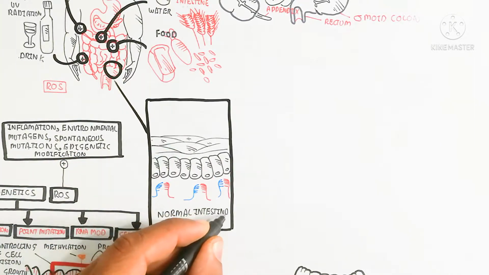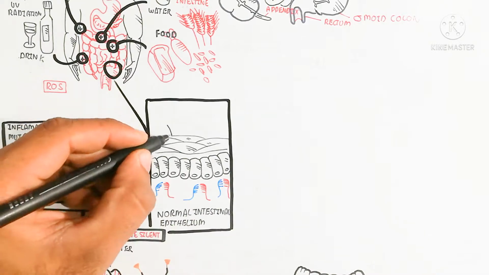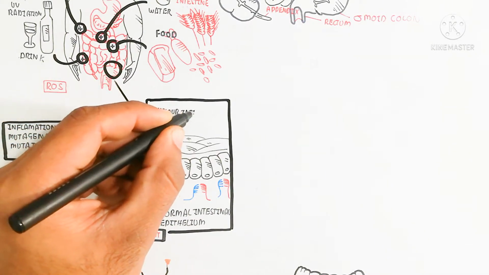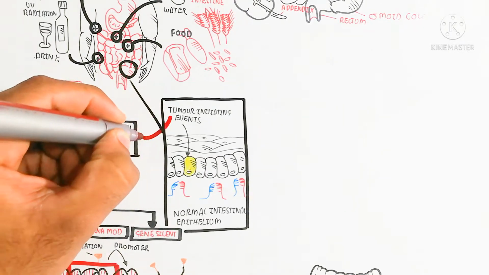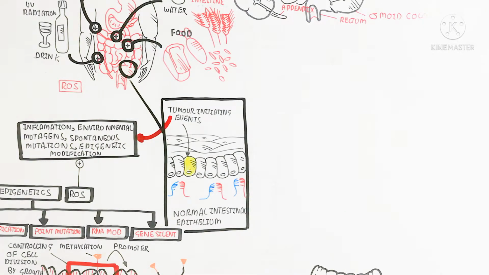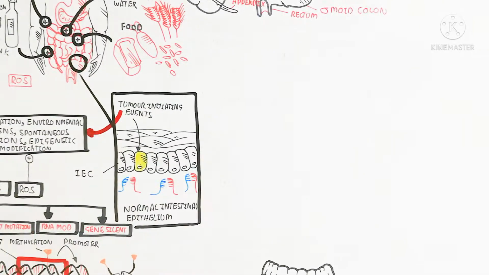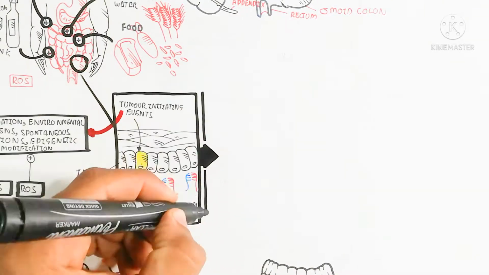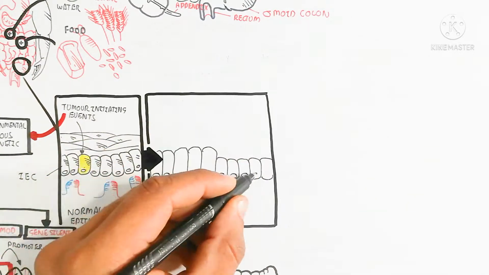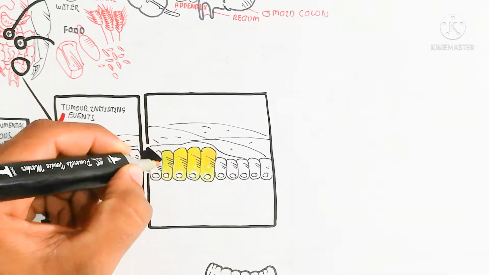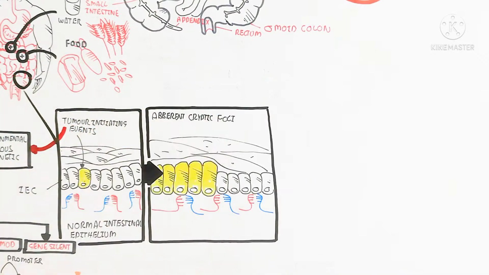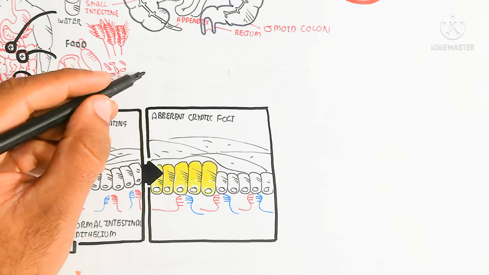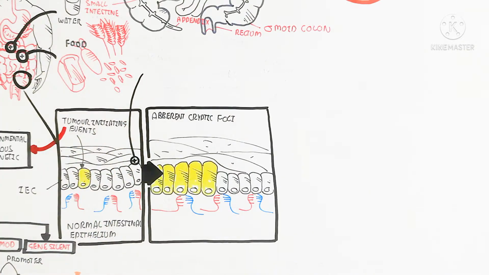So here we will understand the normal intestinal epithelium, which is beginning cancer progression. Here is the tumor initiating event in yellow color. This is the normal intestinal epithelium. In this way inflammation and environmental mutagens cause mutagenesis. So mutagenesis is occurring, and here is the aberrant crypt foci, which means this is the tumor initiation, and this is the final tumor initiation step.